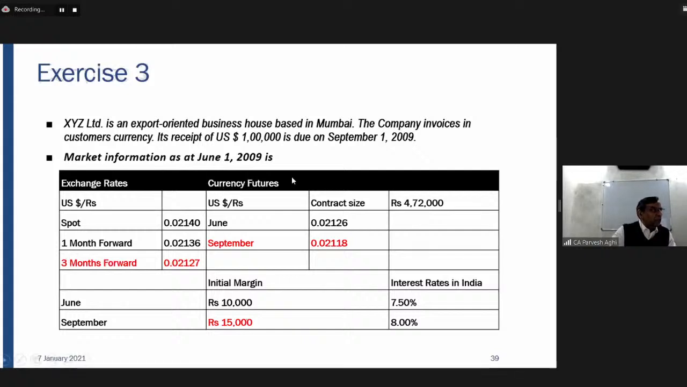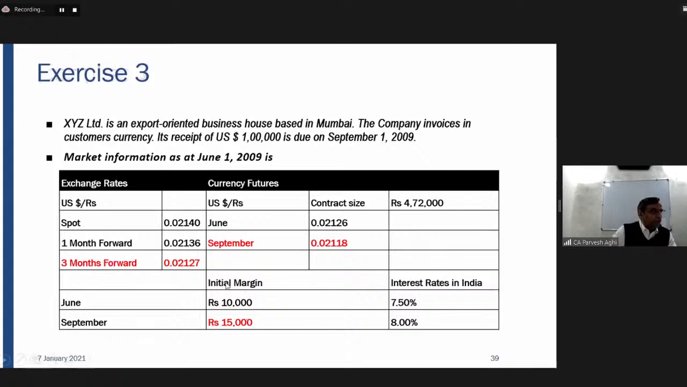Now let's go to the currency futures. We are going to use futures here. Again, the quote is an indirect quote; the June quote and September quote are given. I made September red because the money is going to be received in September. The September quote says 1 rupee is equal to $0.02118. This is the rate at which the September future is trading at the moment. The contract size is 4,72,000. Since it is given in a reverse quote, it is in rupees, not dollars, so we have to be careful while solving it.